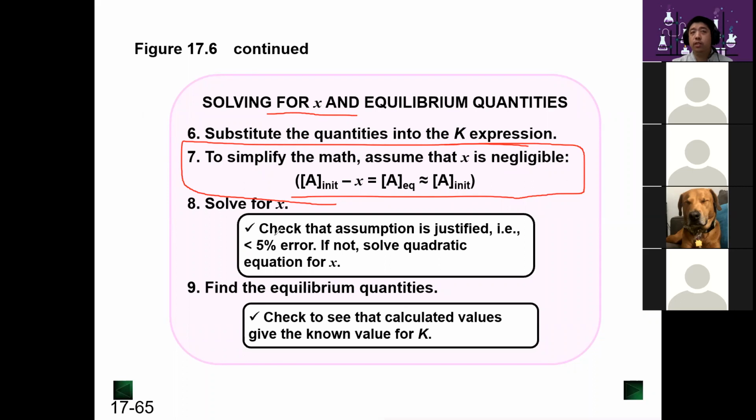So the assumption rule is it should be less than 5%. You can use your value of initial A over K, and that should give you something that is greater than 400. Then you can assume that it is negligible. Any questions up to this part here?